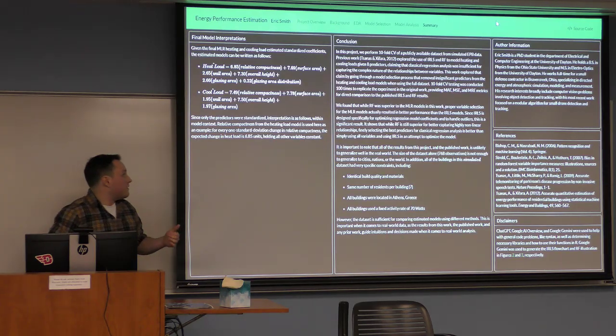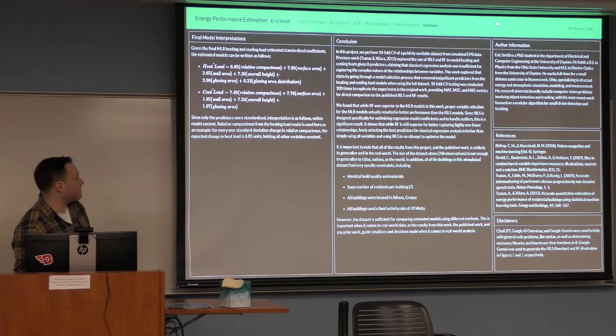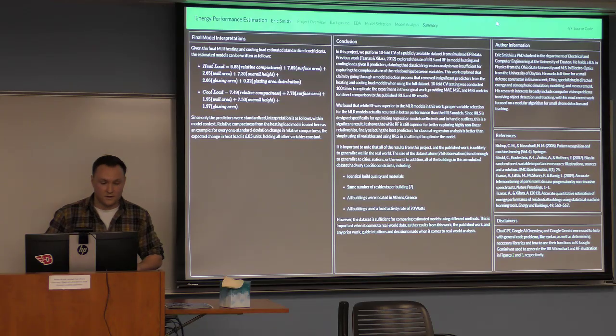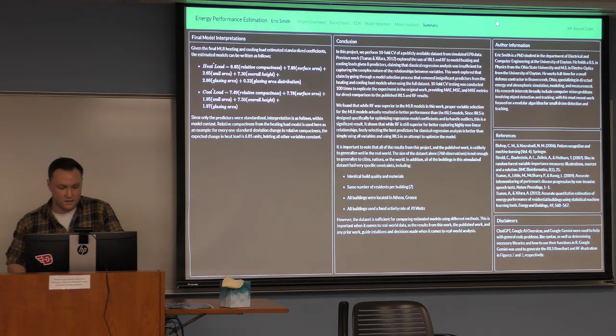So I have my final model interpretations over here. The way that we interpret these with the standardized variables is that if you use relative compactness, for example, with the heating load, for every one standard deviation change in relative compactness, the expected change in heat load is 6.85 units when all the other variables are held constant.